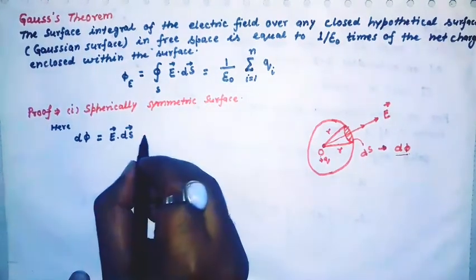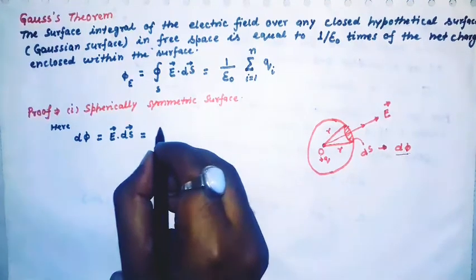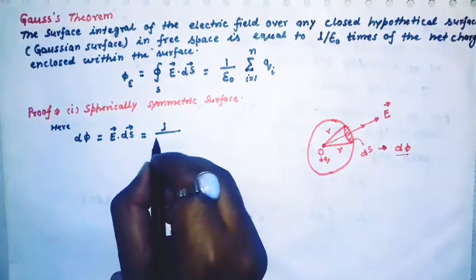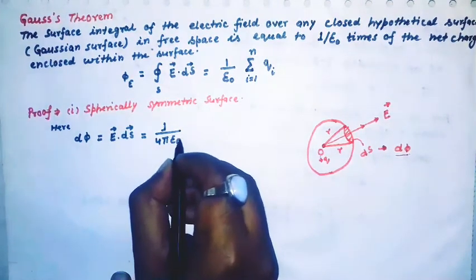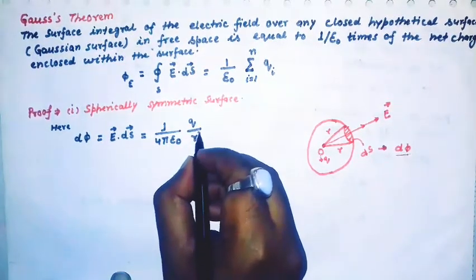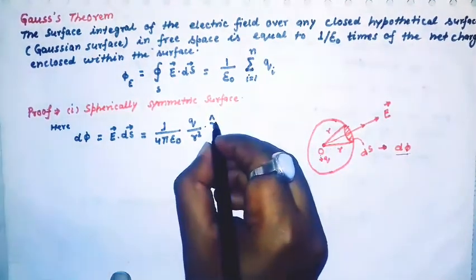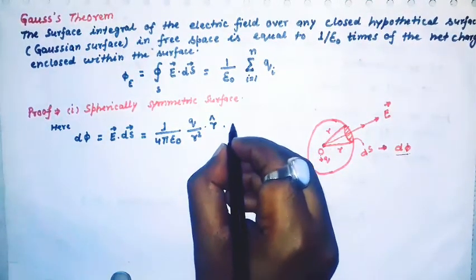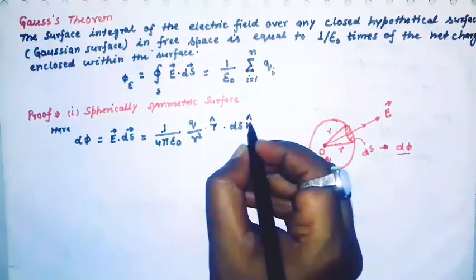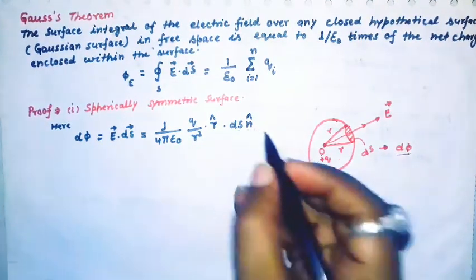E ds. Put down the value of electric field. This will be nothing but 1 upon 4 pi epsilon naught q by r square into unit vector r into ds and into unit vector n. This unit vector r is along r and this n vector is along ds.